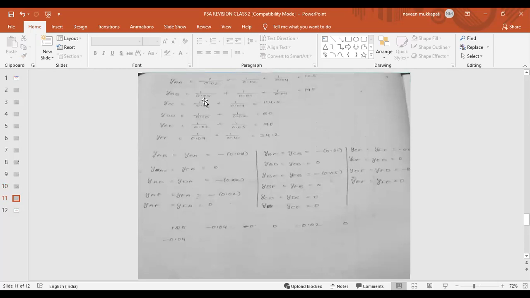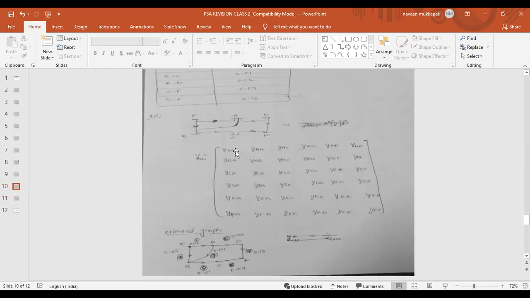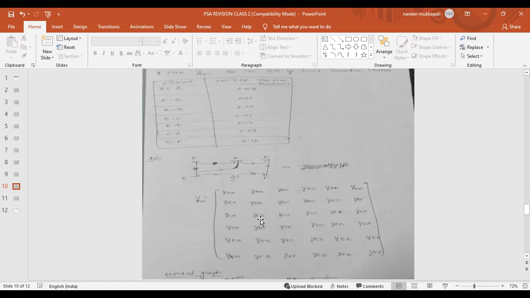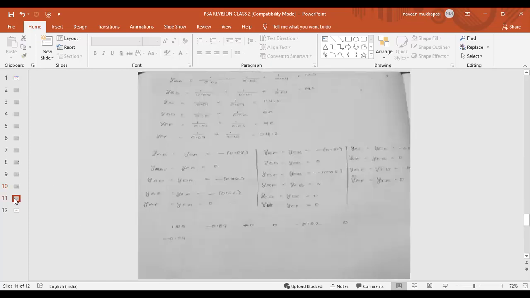YAA. What is that value? YAA is E to A, A to B, and A to D. That is 1 by 0.02 plus 1 by 0.04 plus A to D, 0.02. In the same way we calculate YAA, YBB, YCC, YDD, YEE, YFF.